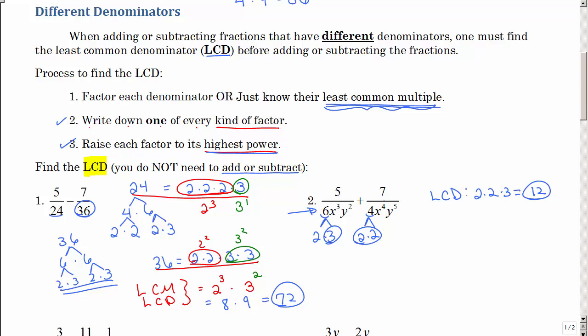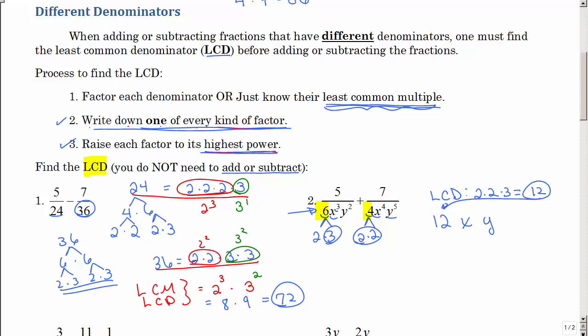But that's just the numbers. Okay? We also have to do the letters. So let's go back down here. Write down one of every kind of factor. Do you see x's and y's? So I need x and a y. I'm going to go ahead and put the 12 because I've already got that with the 6 and 4. Write down one of every kind of factor, raise it to its highest power.